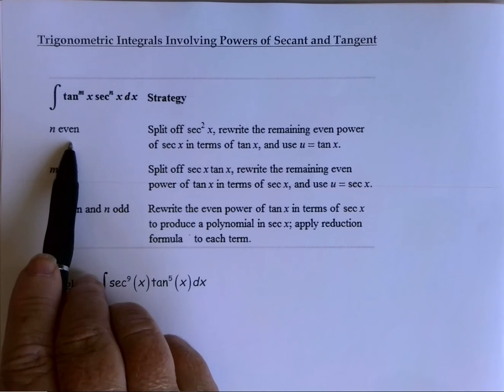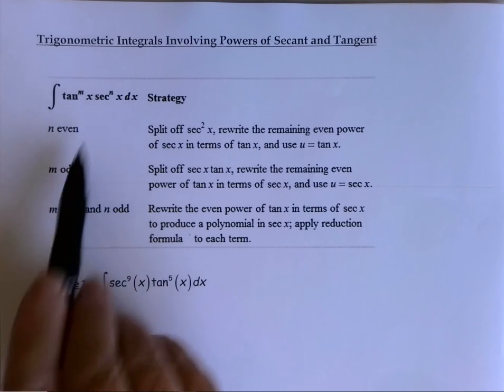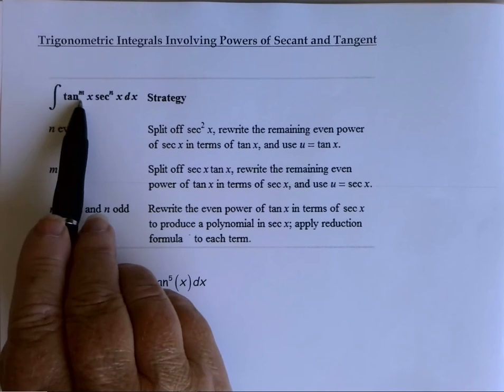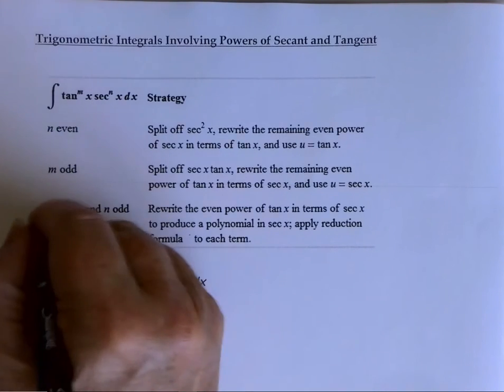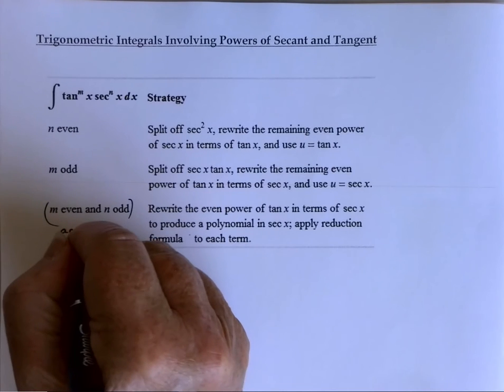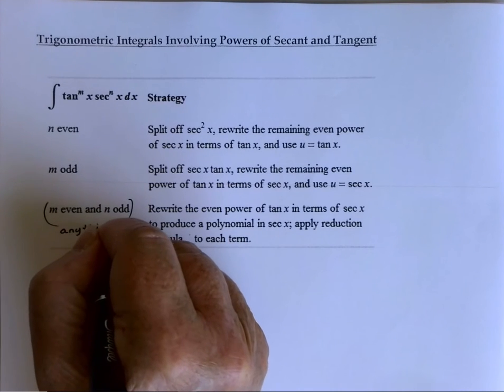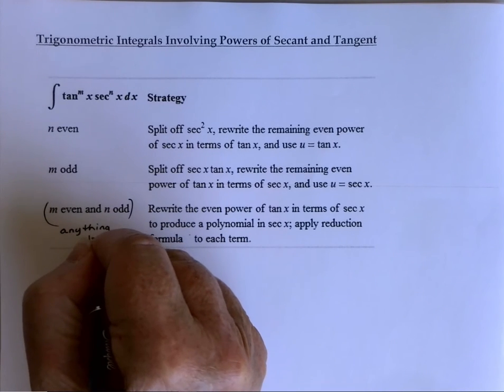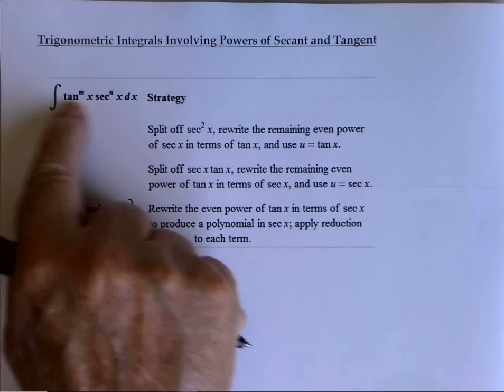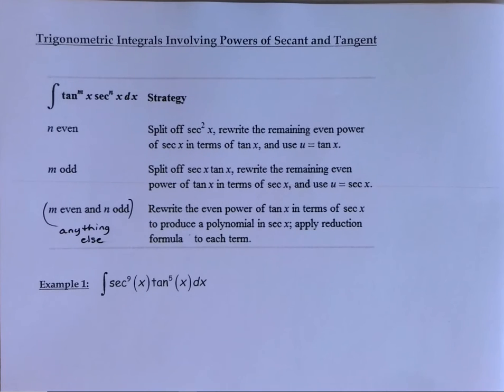And they tell us what to do if we have an even power on secant, what to do if we have an odd power on tangent, and really this just covers anything else, including the cases where one of them is entirely missing. All right, so let's go ahead and give this a try.